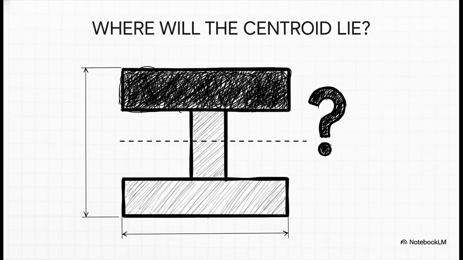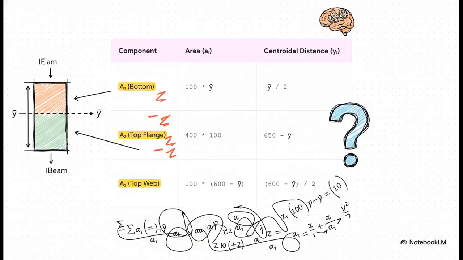Let's do the math and prove it. And this is where this method really shows its complexity. We again assume our centroidal axis is at some unknown distance y from the bottom. Then we have to split the section into 3 different areas, all relative to this unknown axis. Now just look at that centroidal distance column. Every single distance is now an algebraic expression with our unknown y. And notice the distance for the bottom area. It's negative y divided by 2. That negative sign is a critical detail, and believe me, it is a very frequent source of errors in exams.